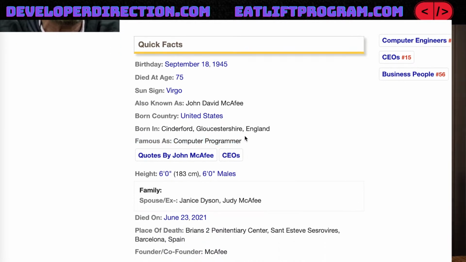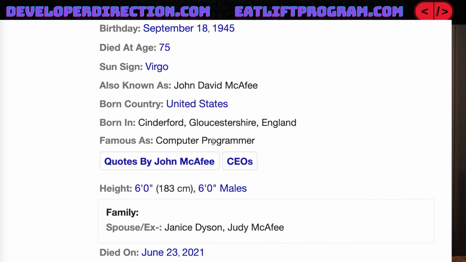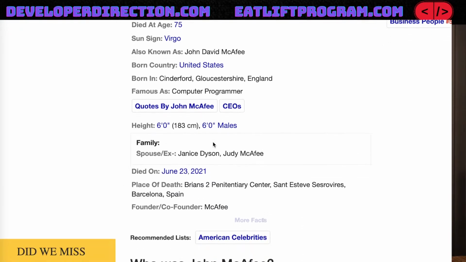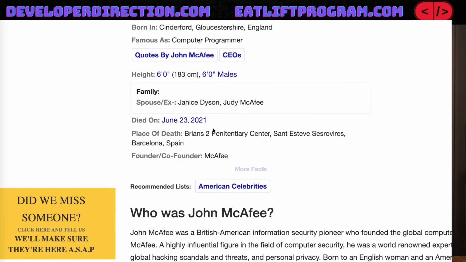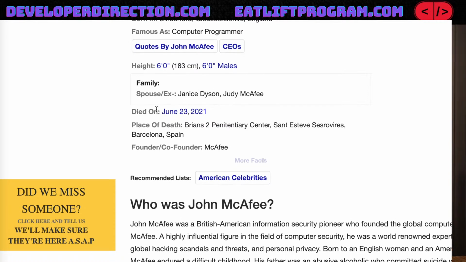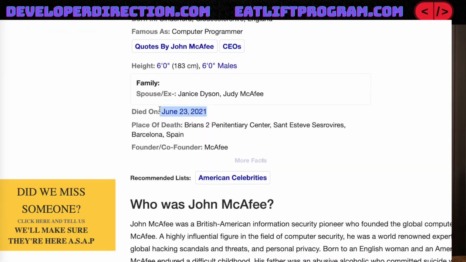What is he famous for? He's a famous computer programmer. I think it's a misused title, but obviously he was the CEO of McAfee Software. Six foot tall. His spouse and exes: Judy McAfee, Janice Dyson. So this is a lady that he met in Miami. And he died on June 23rd this year. Do you guys know about that? Are all my viewers up to date on that? Okay, great, good, solid. We can indeed continue.